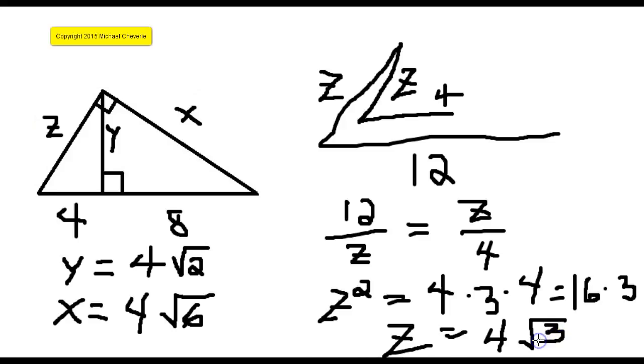So we have found all three of the missing sides of this right triangle. Turned out that the altitude was 4 root 2, that's y. The long leg was 4 root 6, that's x. And the short leg was 4 root 3, that's z. And so once again, in the situation where we are using the geometric means to find the sides of right triangles, schematics are the way to go. If you do those three schematics, you get the answers very quickly.